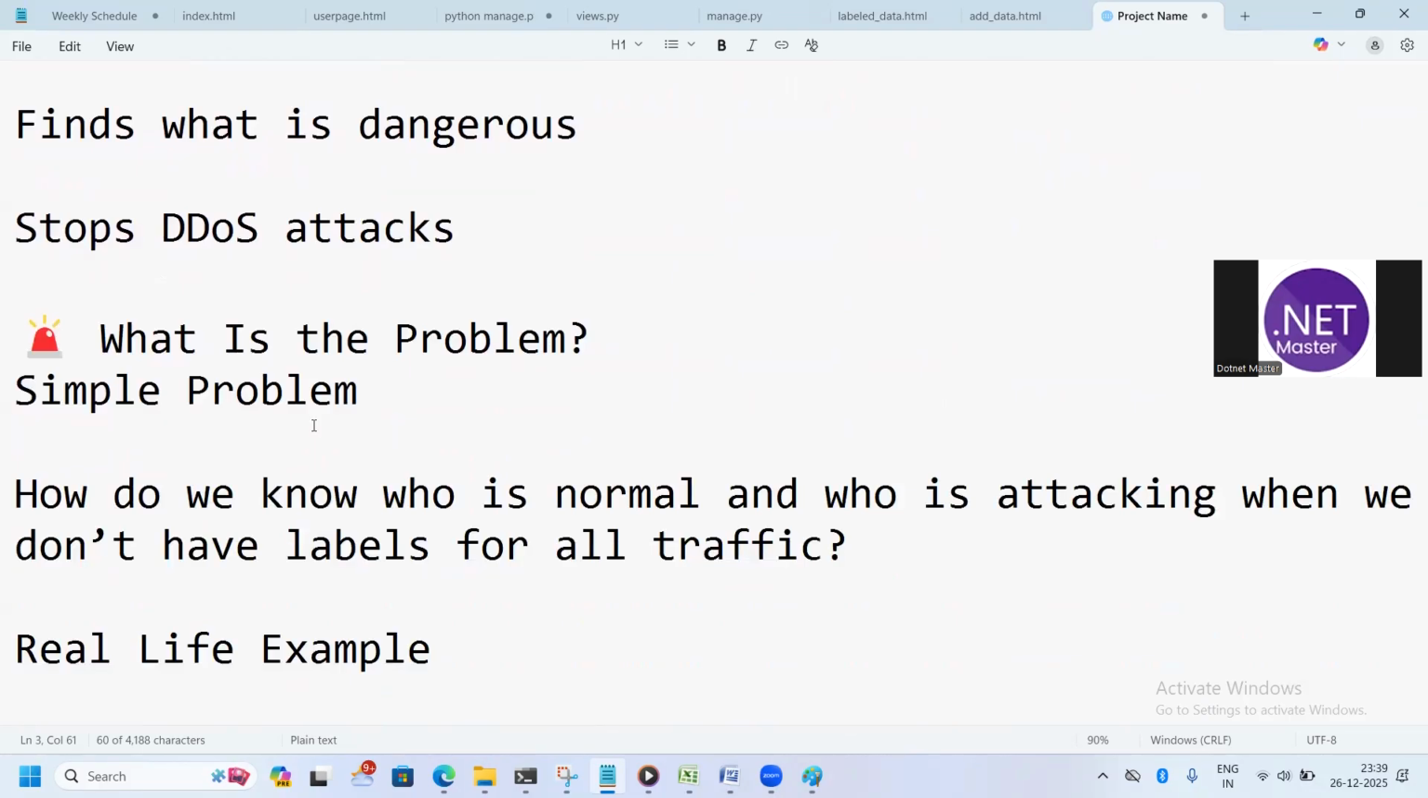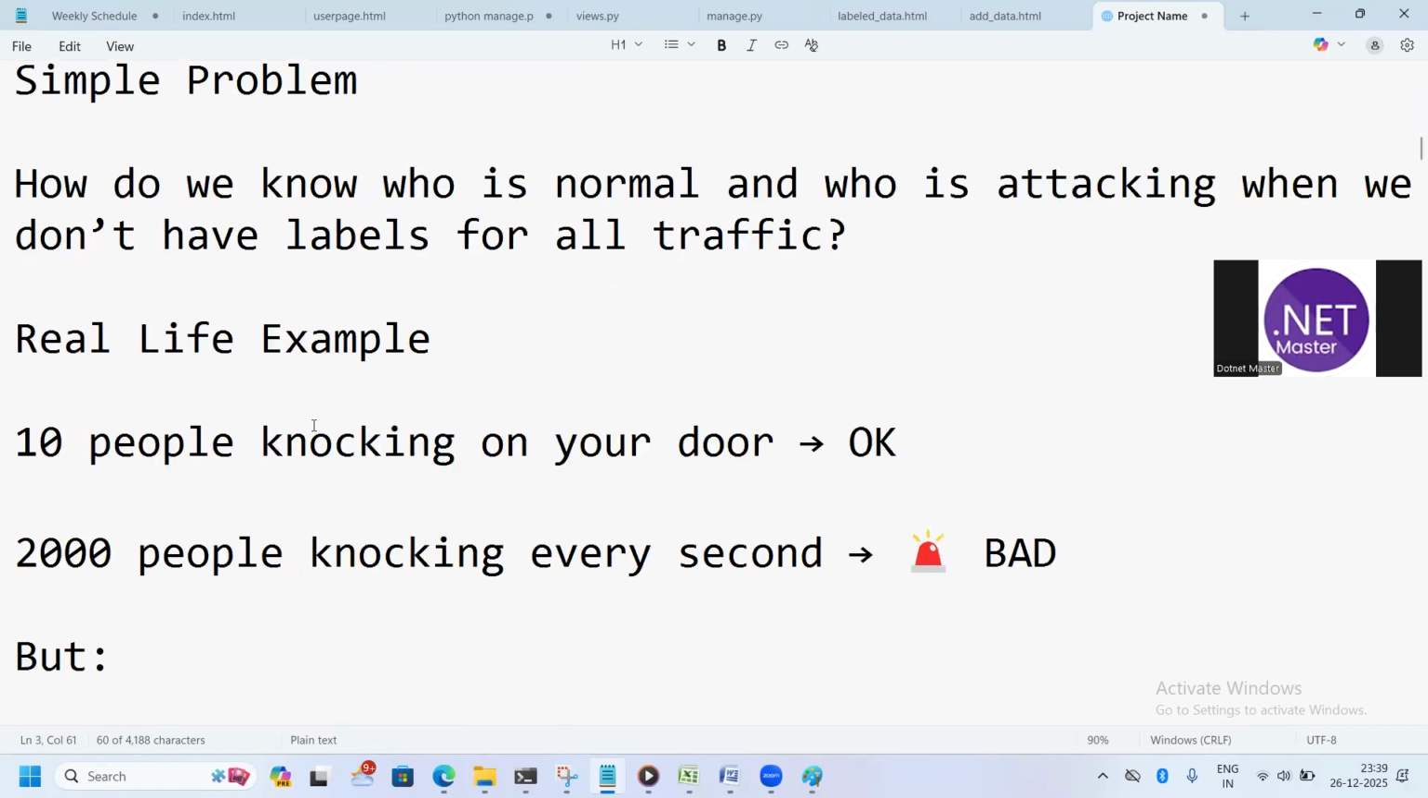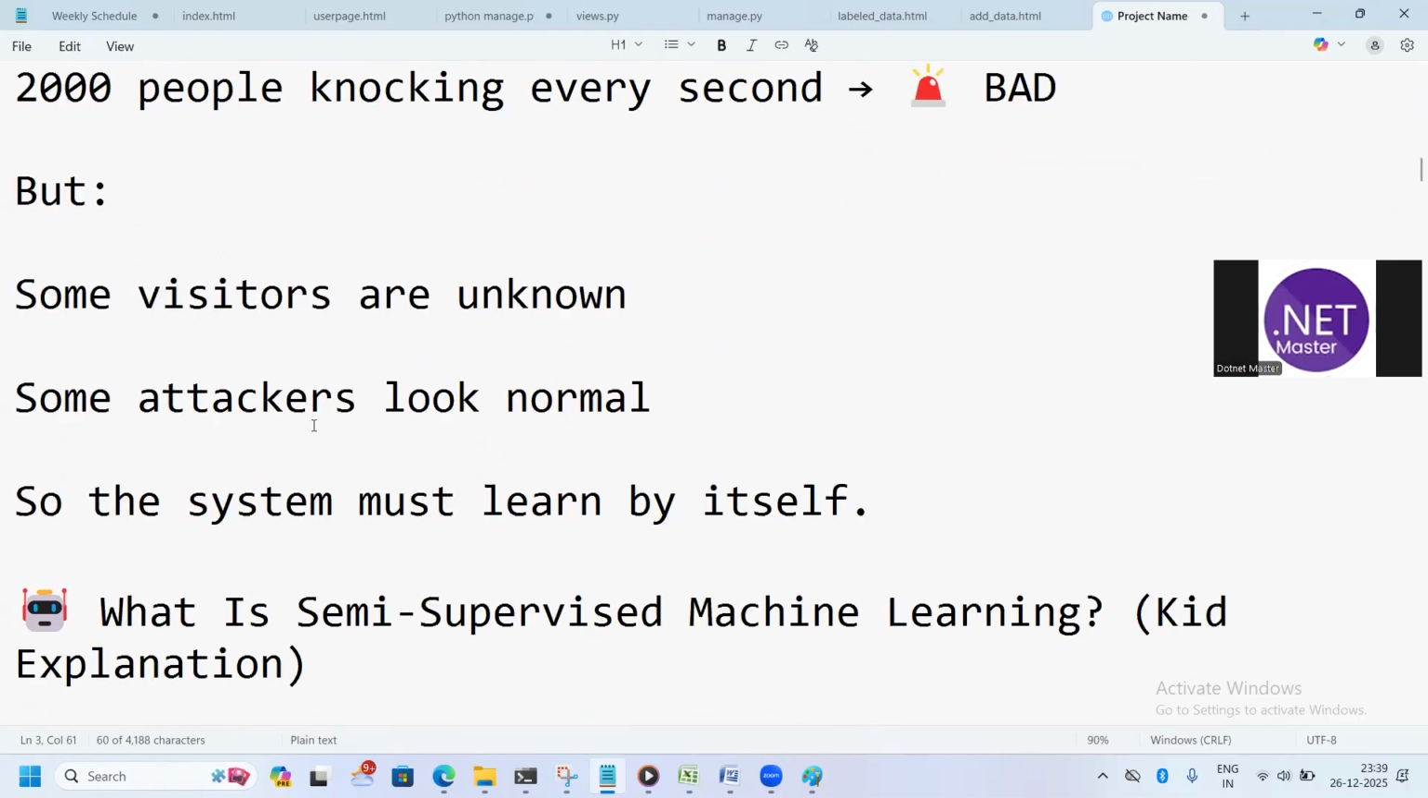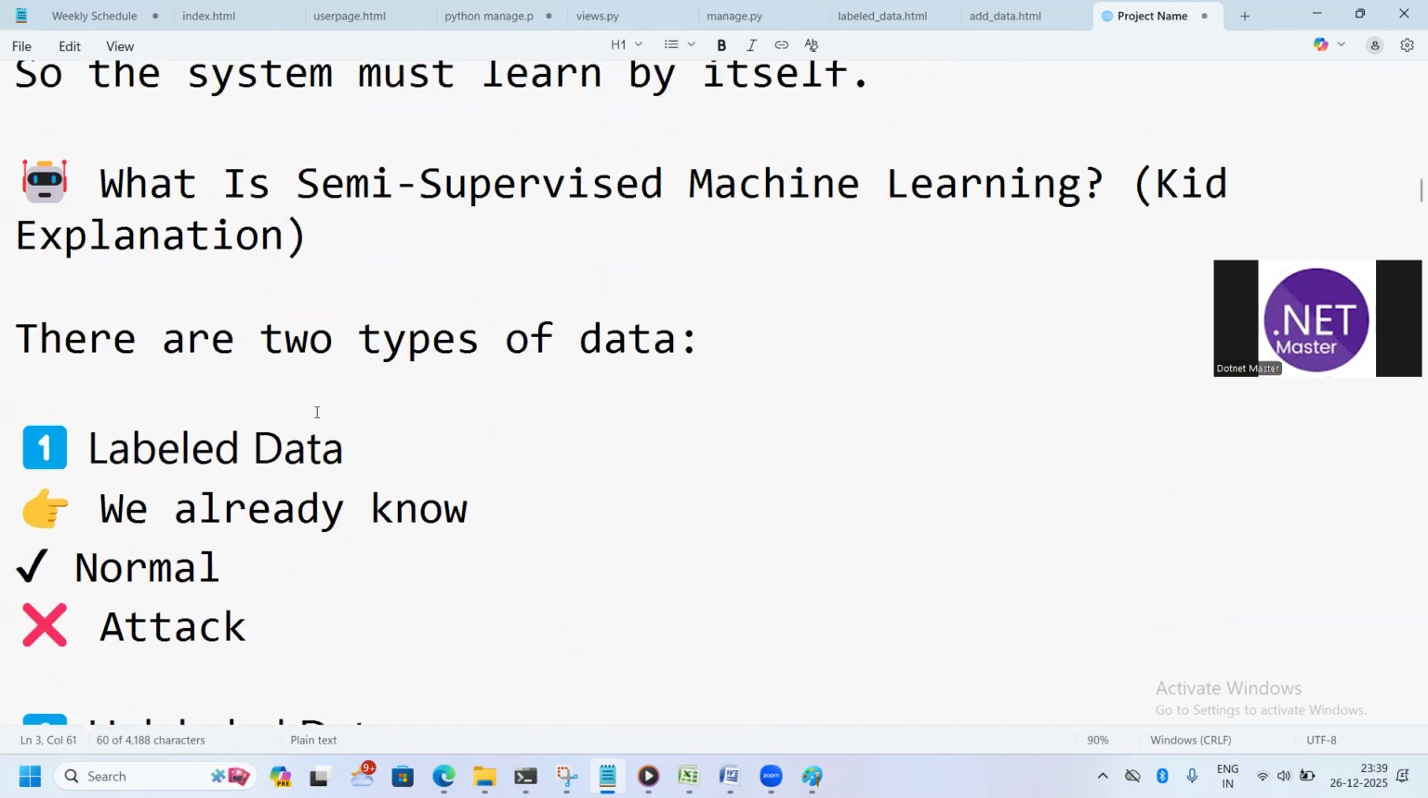A real-time example: if 10 people are knocking on your door, it's okay, but if 200 people are knocking on the door every second, then we need to be very cautious, because something bad is happening. The idea is that some visitors are unknown, but some attackers look like normal users. That's the reason our systems need to be very smart. We need to identify who are good people and who are bad people.